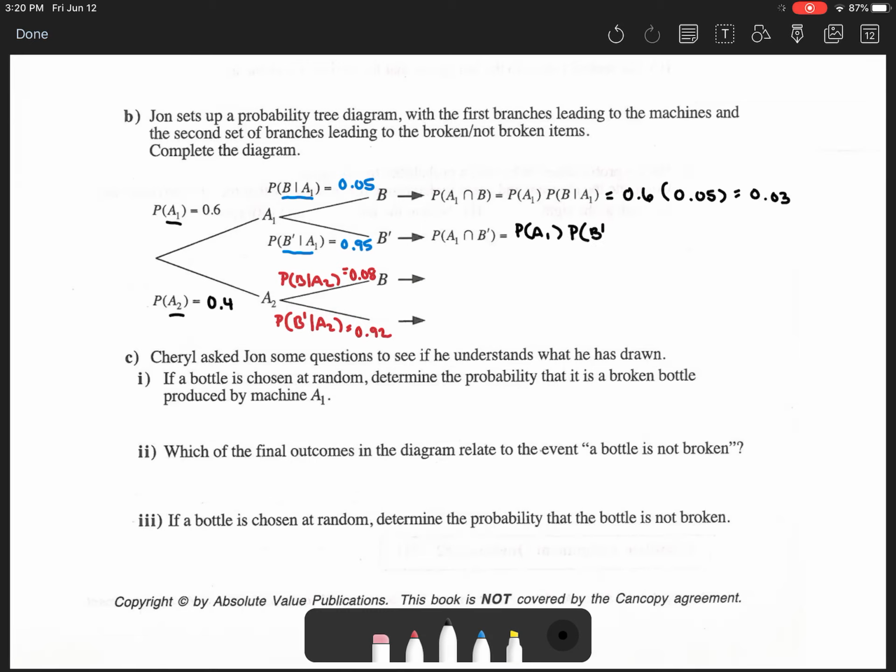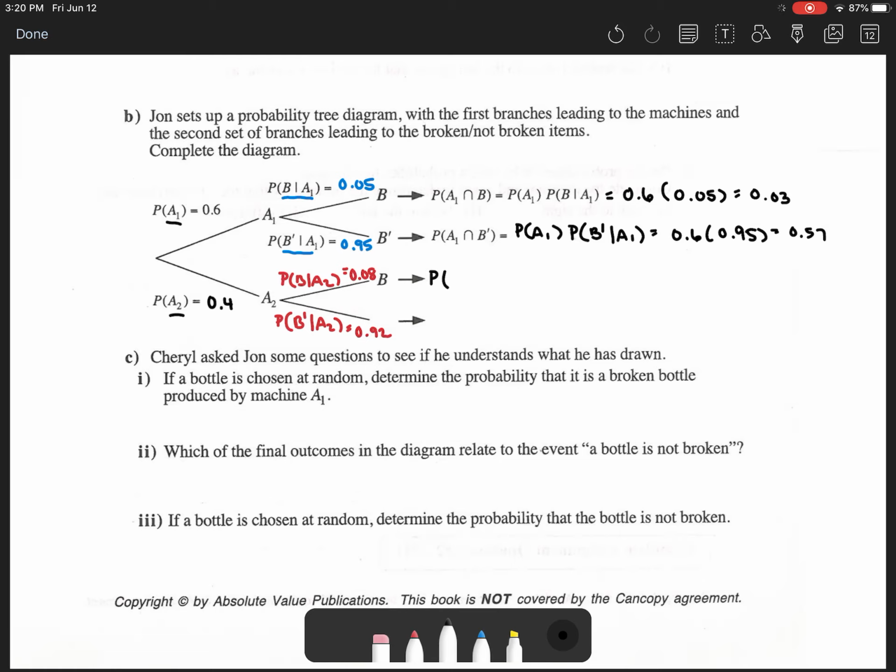So the next one would just be the probability of A1, so that it comes from A1, times the probability that it is not broken coming from A1. Lots of notation here. So this is 0.6 times 0.95. So 0.57.